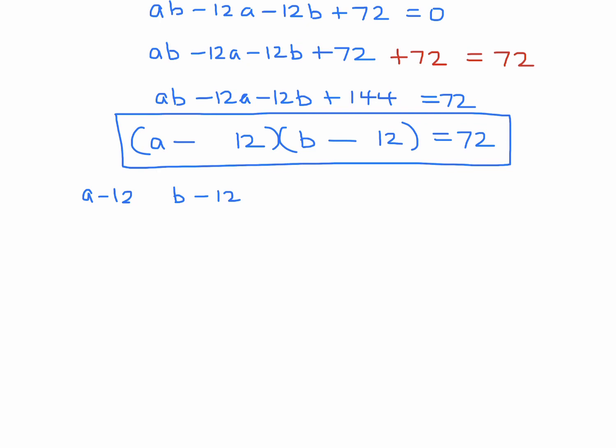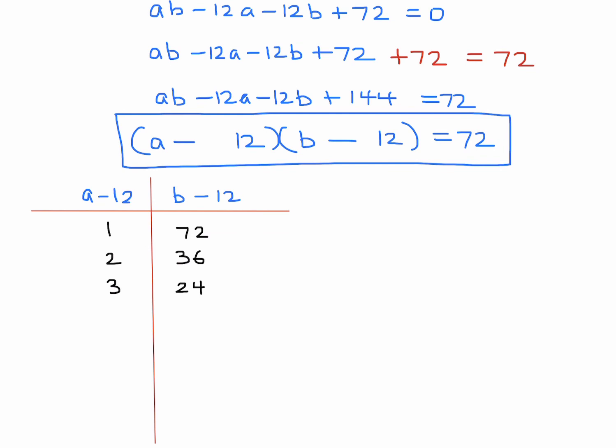And when you multiply them, they've got to equal 72. So, what two numbers can be multiplied to give 72? Well, 1 and 72, 2 and 36, 3 and 24, 4 and 18, right? 6 and 12, 8 and 9.